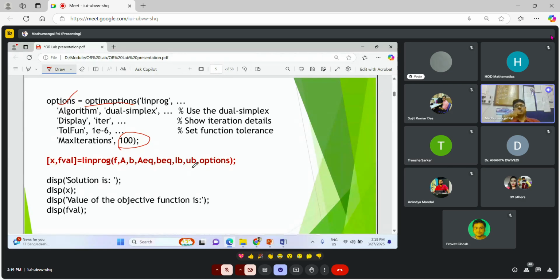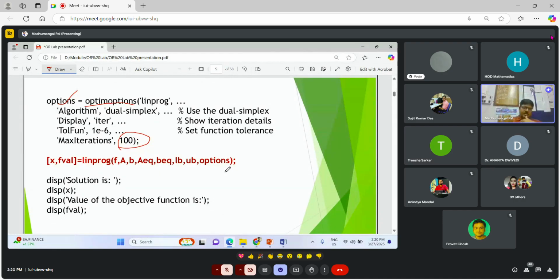UB is the upper bound of the variables, and option is the one already mentioned. So option is not compulsory. You may omit the option parameter, then there is a default setup. Perhaps the default setup for a linear programming problem is the dual simplex method, because the dual simplex method has some advantages. So, okay, these are the parameters.